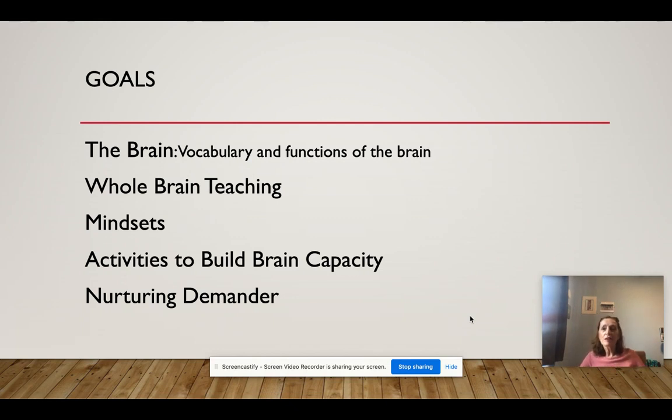Our goals: we're going to look at the brain, vocabulary, and functions of the brain. We're going to talk about what whole brain teaching is. We're going to look at mindsets, activities to build brain capacity, and being a nurturing demander.